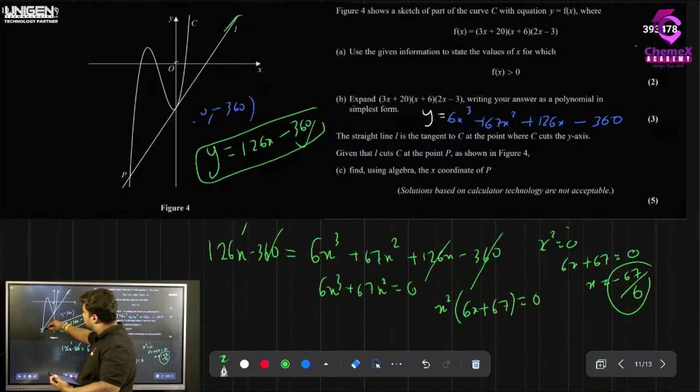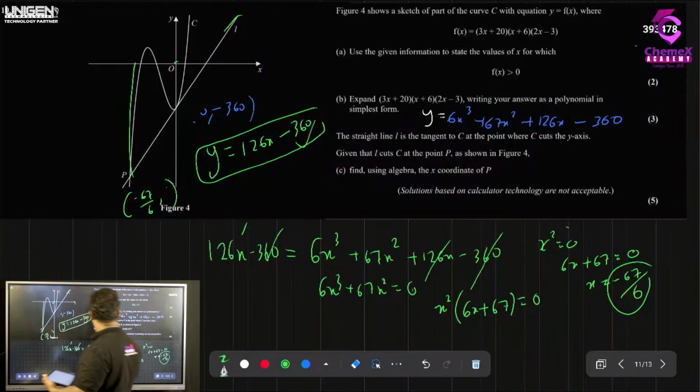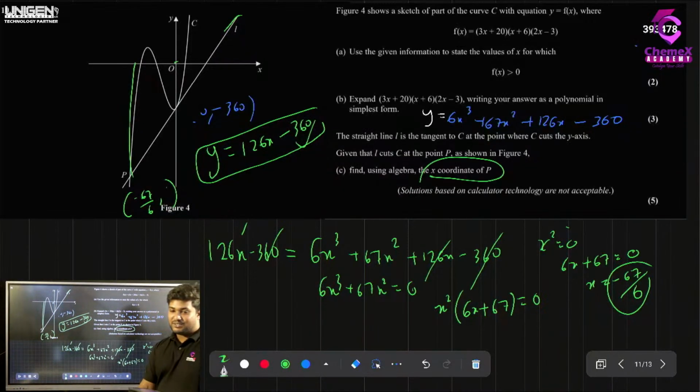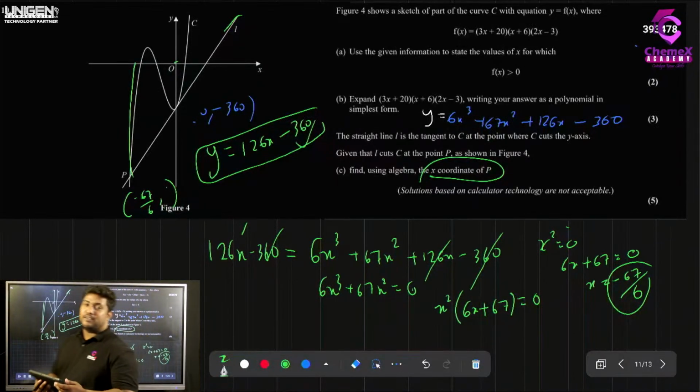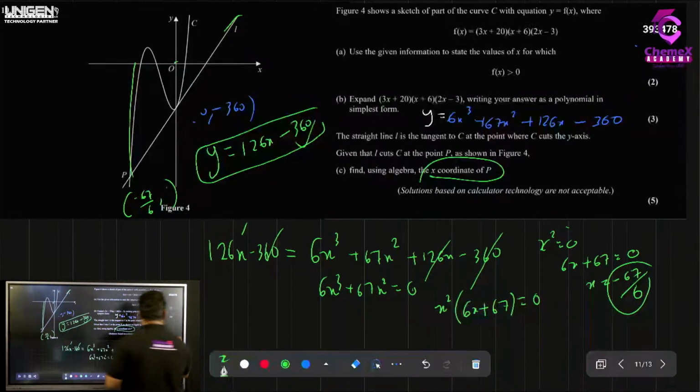No? So this is what? Minus 67 over 6, this x coordinate is the answer. Do they ask for the y? No. So if you do more, you just don't get marks. Just find x and then finish it off. Got it? Any questions? That's a 5-mark question, last part.